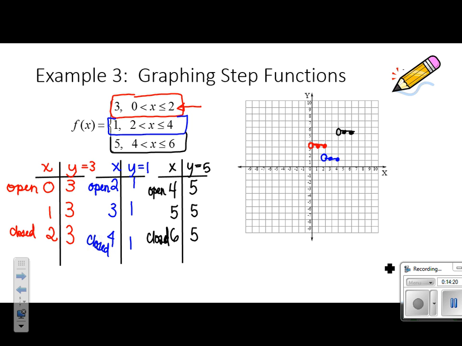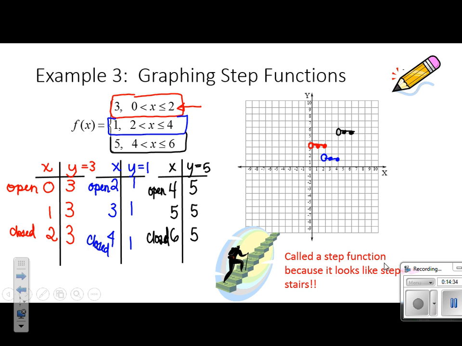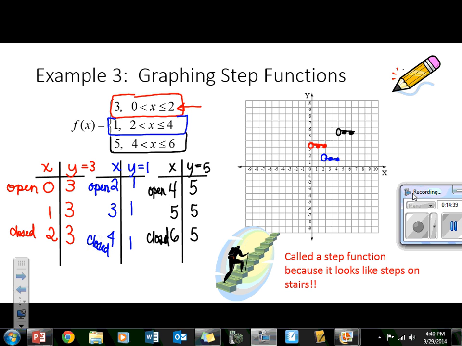draw a line. Now what you should notice about these is that they're all horizontal lines because remember y equals a number is always a horizontal line. These are called step functions because they look like a step. They look like steps on stairs, okay? I could walk up this flight, and then I could go up to the red, and then I could move over to the black. And so it's like I'm walking on stairs because they're horizontal lines.